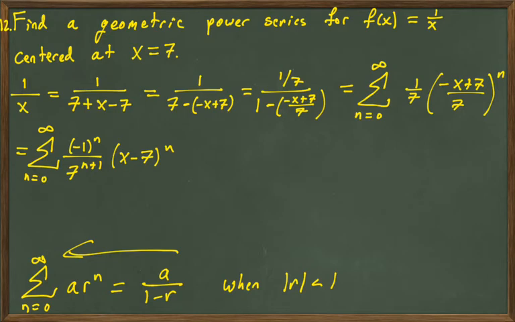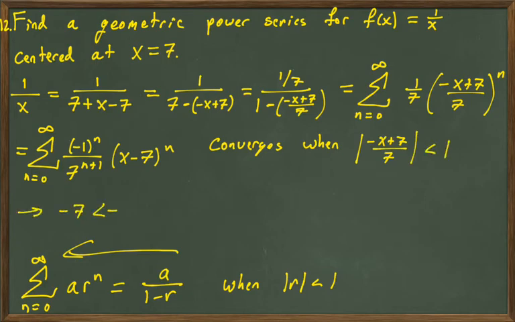And we're going to find the radius of convergence. So this is a geometric series. Our common ratio is this right here. So it's going to converge when the absolute value of negative x plus 7 over 7 is less than 1. So multiply by 7 and then rewrite this. So this is equivalent to negative 7 is less than negative x plus 7, which is less than 7.